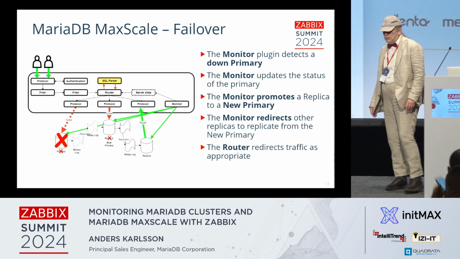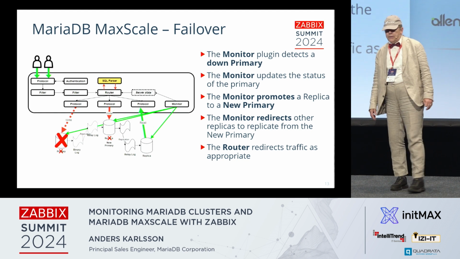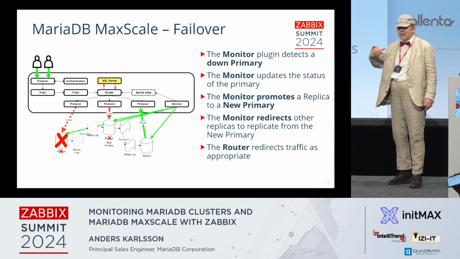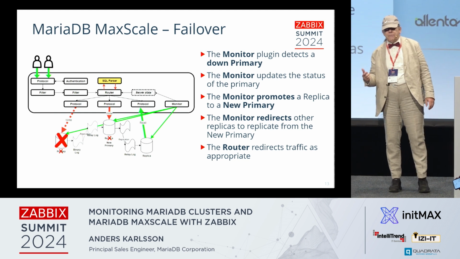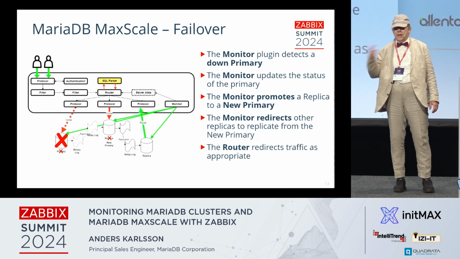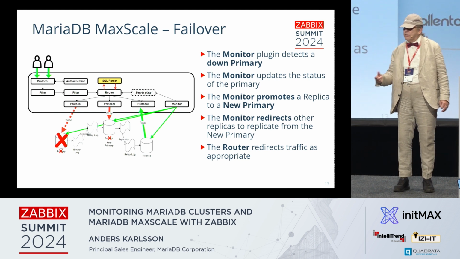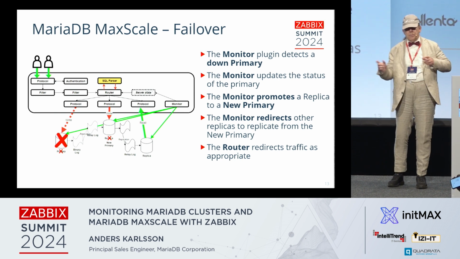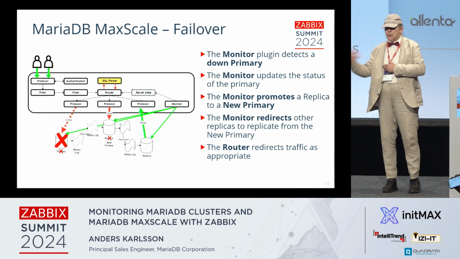Looking at failover, and this is failover with a classic replicated setup, MaxScale knows how to deal with that. If the primary node fails, MaxScale can take that one out of operation, promote a replica to a master, redirect replication from the other nodes, and keep going.